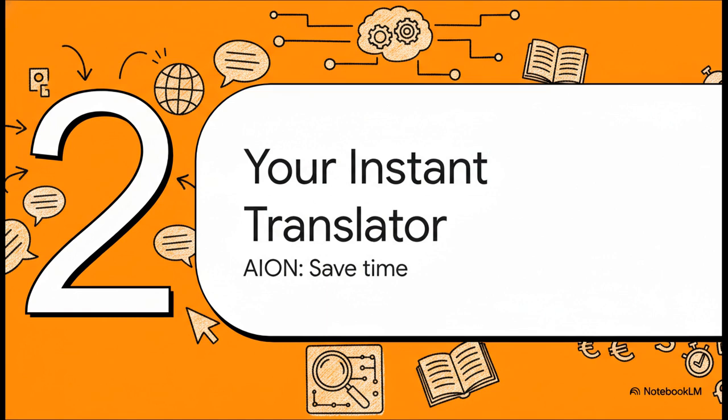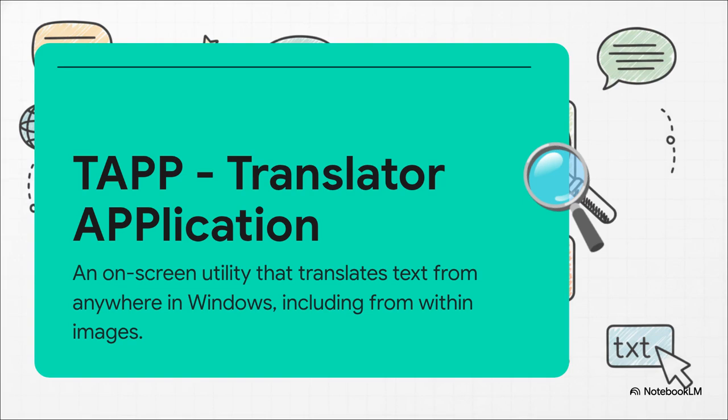learning a new language. Now, AION, or Tap, isn't just another translator website where you have to copy and paste everything. Nuh-uh. This is a clever little application that runs right on your Windows desktop. Its secret sauce is something called Optical Character Recognition, or OCR, which lets it literally read text from anywhere on your screen, even if that text is part of an image.